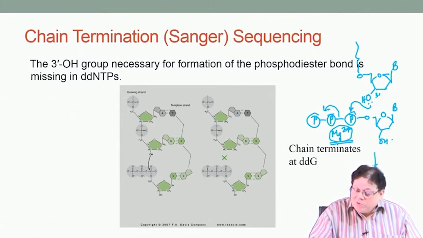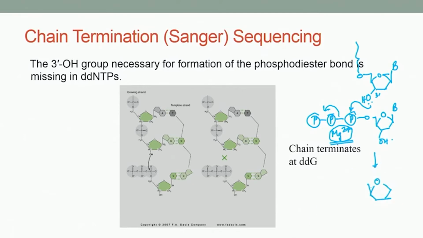So, in the process you have extended the DNA chain by one nucleotide. Okay. So, this was the earlier DNA part. So, then this again attacks another triphosphate, and that is how the DNA chain is extended. So, this is the principle.